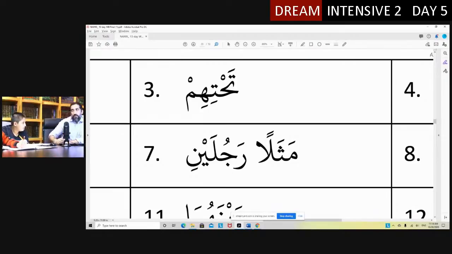Wa-dribli-hum mathala al-rajulayn ja'alna li-ahadihima jannatayn min a'nab wa-hafafnahuma bi-nakhl wa-ja'alna baynahuma zar'a. Surah Al-Kahf. Many translations say, strike for them the example of two men. And I'm like, where do you get these? Why do you translate it as example of two men? It's not mudaf mudaf ilayh. If this was example of two men, it would have been mathalu rajulayn. But it's mathalan rajulayn, with tanween. So you can't translate with the of.